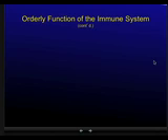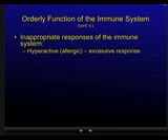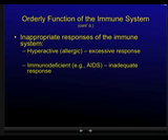So, further discussion of the orderly functioning of the immune system. Let's look at some inappropriate responses. This is where the immune system can over-respond, under-respond, or react to your own tissues. Those are the three main classes. A hyperactive immune system is an allergic immune system. This is an excessive response to an antigen stimulation.